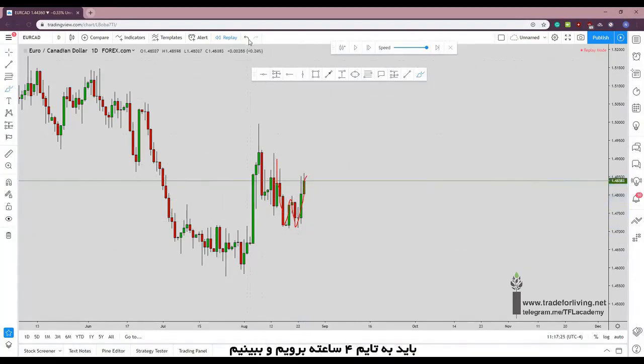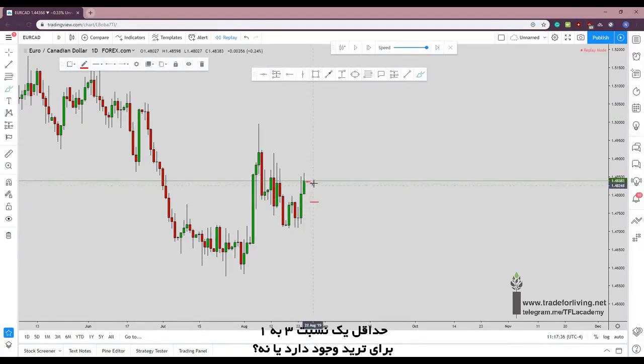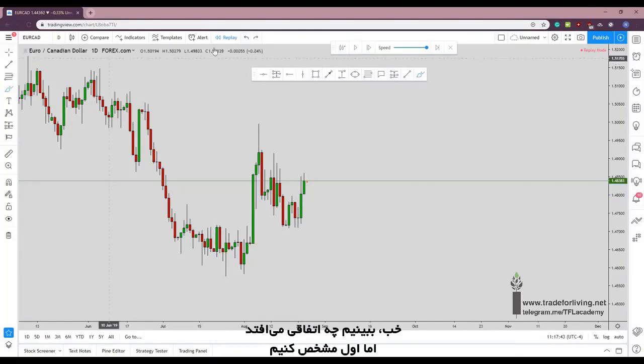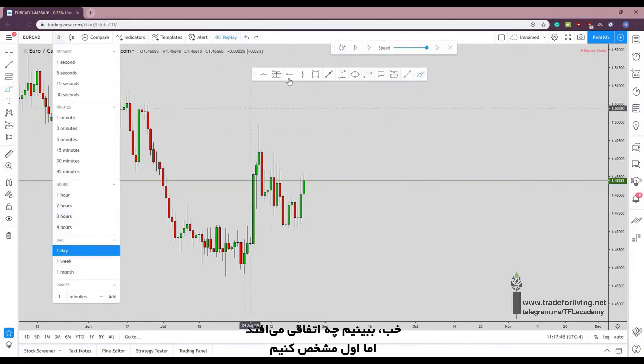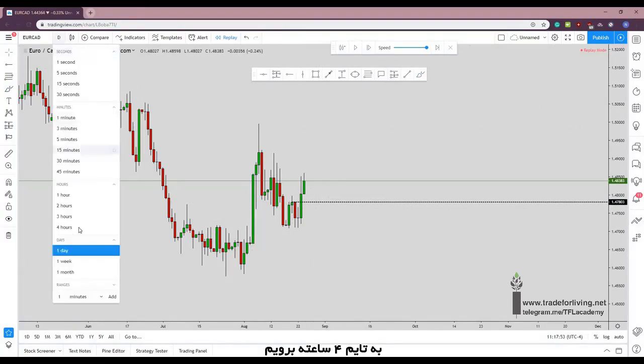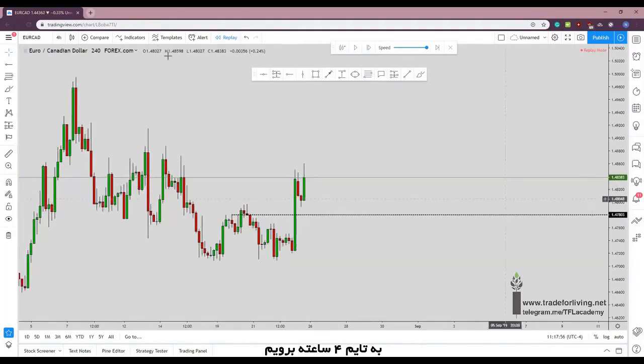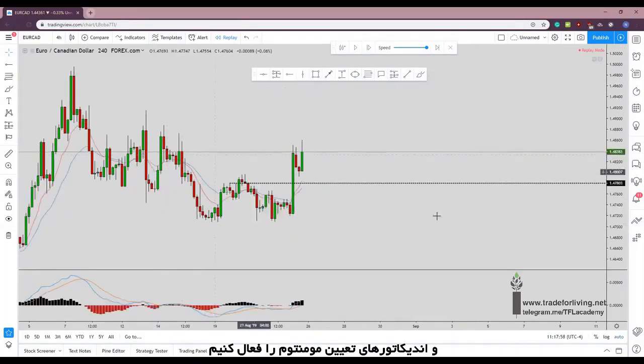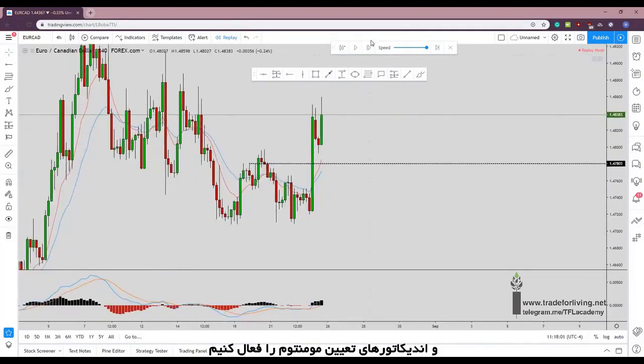So what we should do is go on the 4 hour time frame and see if, between the time that the market is here and the market reaches the neckline, we are able to take a trade that has at least a 1 to 3 risk to reward to the neckline. So let's go and see what happens, but first let's identify our neckline, exactly 1.4780. Let's go on the 4 hour time frame and let's use our momentum indicators, our environment indicators.